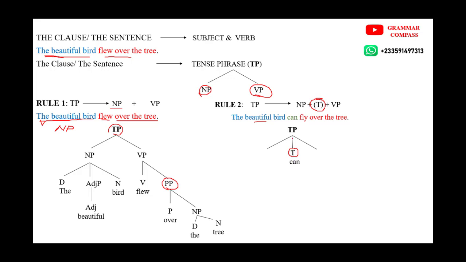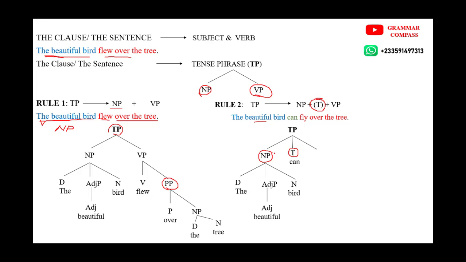Now that we've drawn the branch node for can, let us talk about the noun phrase part and then the verb phrase part. In this sentence or the TP, what constitutes the noun phrase? It is the beautiful bird. Therefore, we have an NP, and this NP consists of the determiner, which is the, and then our adjective phrase, that is beautiful. So this adjective phrase consists of only one word adjective, that is beautiful. And then we have our head word, that is the noun, bird, the beautiful bird. We are done with the noun phrase part.